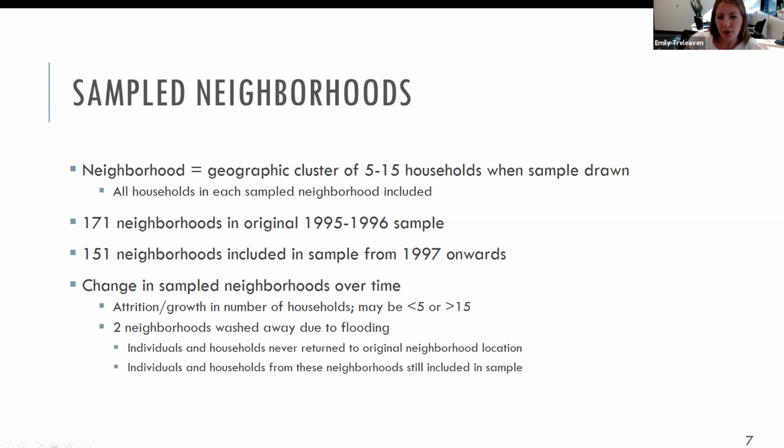I also wanted to note that over the course of the study, 2 neighborhoods washed away due to flooding. So the households in these neighborhoods moved to nearby areas and are still tracked over time as a part of CVFS. It was thought that these households would return to the geographic area that flooded, but they still haven't. So these 2 neighborhoods show up in the study, even though there are no households that are currently living there.